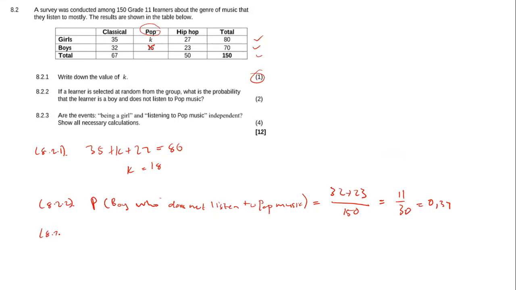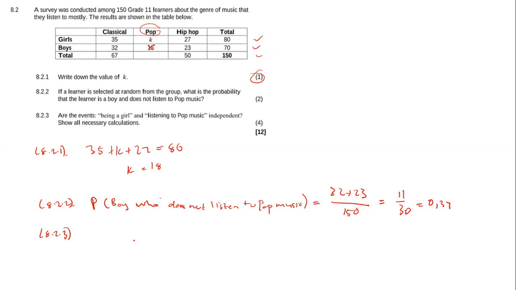So now 8.2.3 says to us: are the events being a girl and listening to pop music independent? Show all necessary calculations. Literally, we need to show whether the events are independent or not. For events to be independent, we know that the probability of A multiplied by the probability of B will equal the probability of A and B.